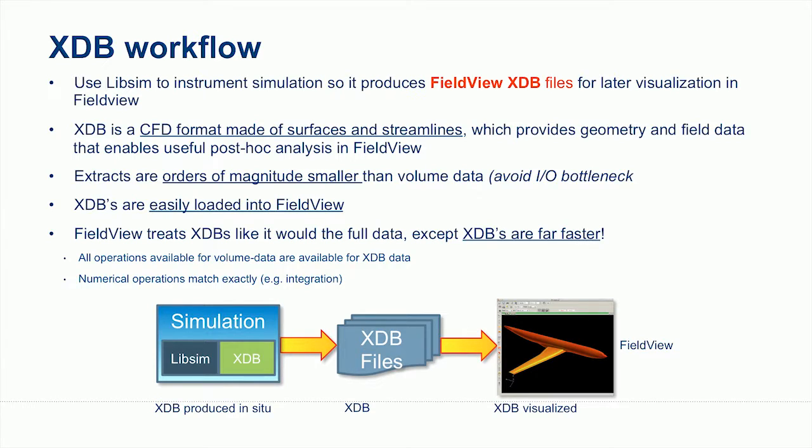The whole idea with extracts is that they're orders of magnitude smaller than the simulation volume, so you're avoiding the I/O bottleneck. And XDBs are easily consumed by FieldView. It ends up being a lot faster for your rendering and your analysis because the XDBs are much smaller than the full simulation set. So basically the workflow is you run your simulation with Libsim and dump out these XDB files, open them up in FieldView after the fact, and do your analysis on the reduced data.